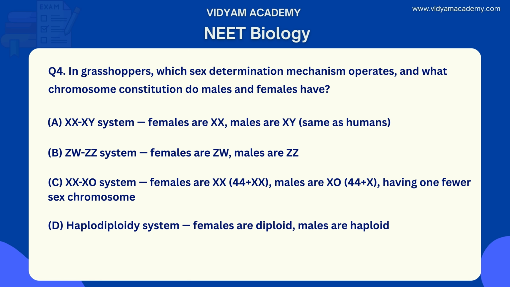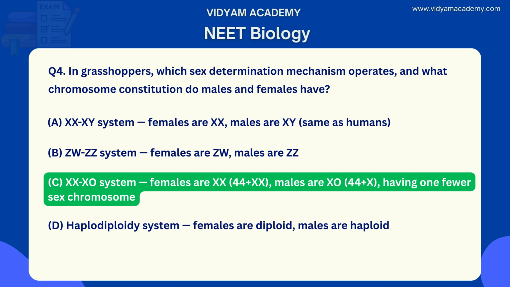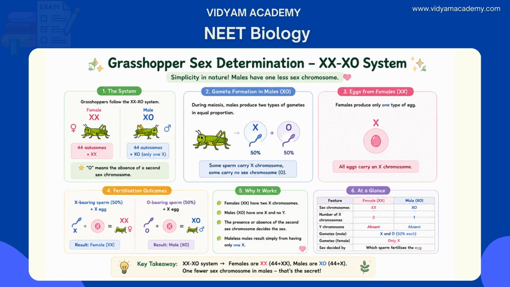The right answer is option C. Let's see why and how. Grasshoppers use the XX-XO sex determination system, one of the simplest chromosomal mechanisms.